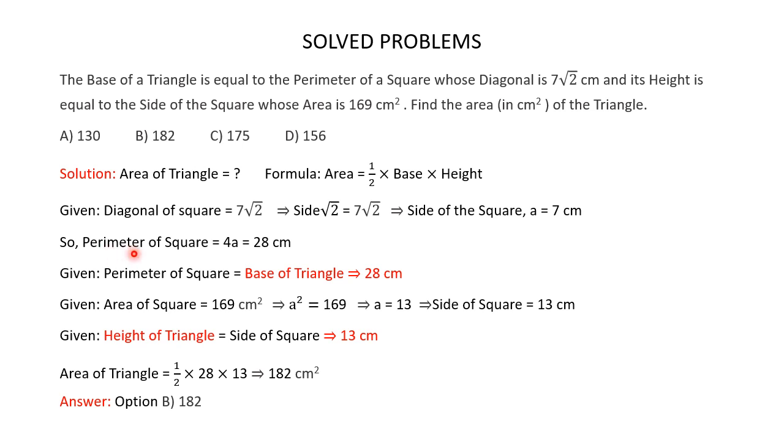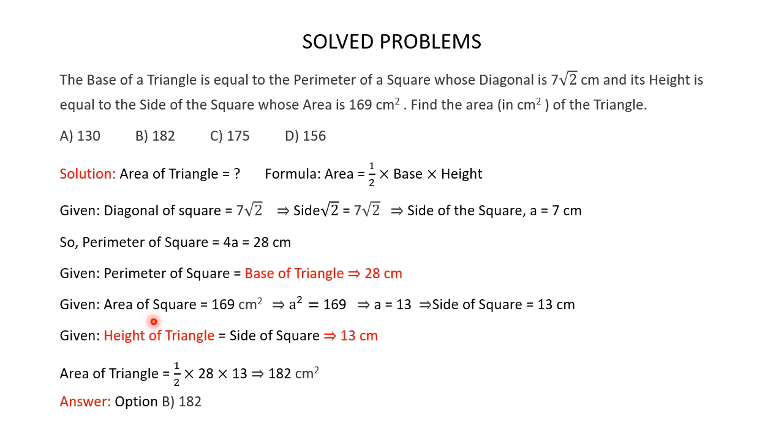Now we know that perimeter of a square is 4A. Now since A is 7 centimeters, it means 4A is 28 centimeters. Now it's given that perimeter of the square is equal to the base of the triangle. So since perimeter of the square is 28 centimeters, it means base of the triangle is also equal to 28 centimeters. So now we know the value of the base of the triangle. Now let's find out the value of the height of the triangle.